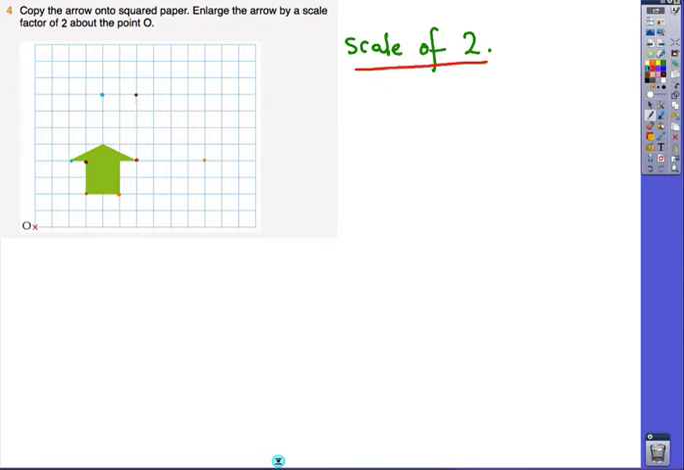And got 2 more left. So let's go to this point now. Let's see where this point is going to be. This point is 5 right, 4 up. So doing that twice, 5 right, 4 up, 5 right, 4 up is there.